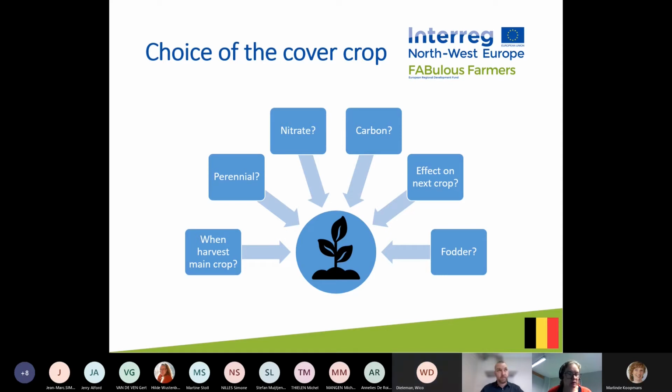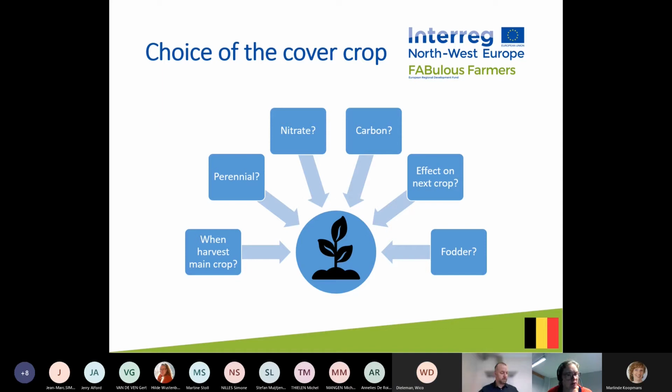The second thing to take into consideration is, do you want a perennial cover crop? Do you want it to survive the winter or not? Then, the function of the cover crop. Do you want it to be good for nitrate uptake, so you limit the leaching of nitrate, or are you more willing to focus on the carbon content of the cover crop?